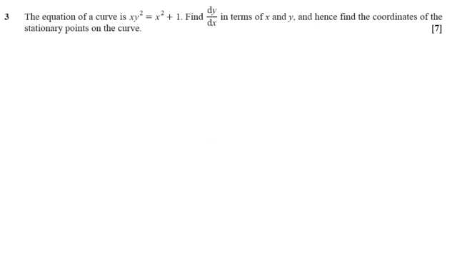Okay, question number 3 is an implicit question. It's asking us to find dy by dx in terms of x and y, and hence find the stationary points. So we're going to differentiate each of these terms here with respect to x. The first bit, xy squared, is a product, so we're going to use the product rule.